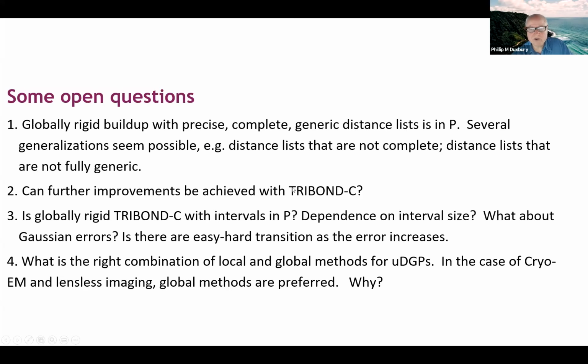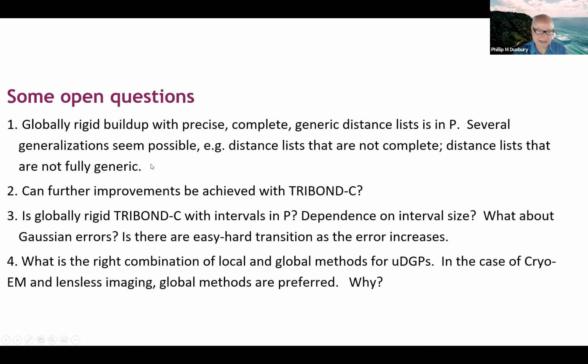So there are a lot of open questions I would love to answer theoretically. And we know, as I said, that globally rigid buildup is in P. So what about the generalization to distance lists that are not complete? I think it's true, and everybody would probably see quickly, that if you have distance lists that have sufficient edges that we can go through this process of k-lateration, we will end up with a final structure. But what is the speed of that? And how does it scale with the number of atoms?